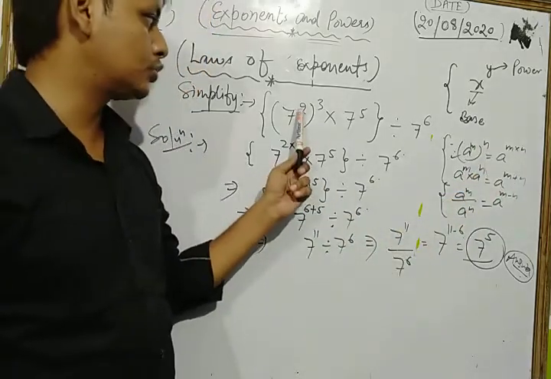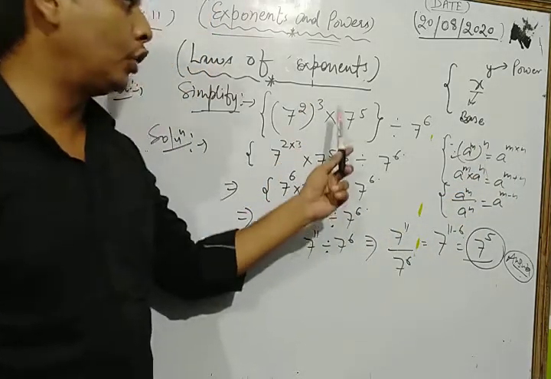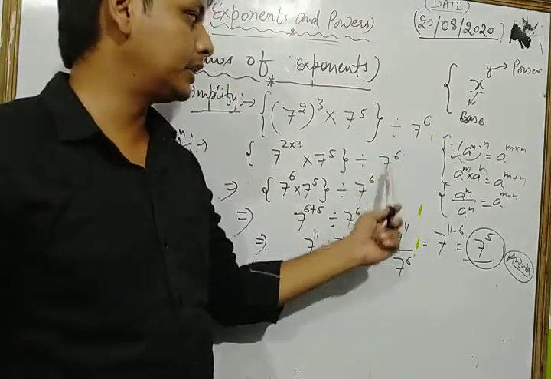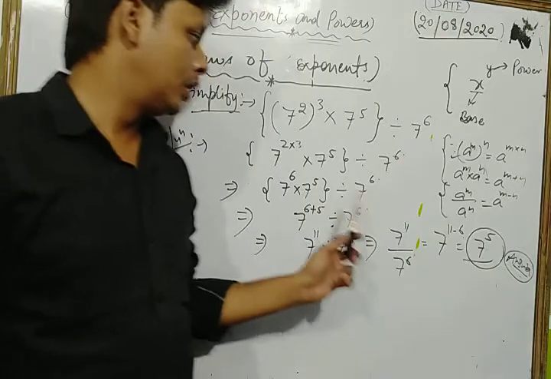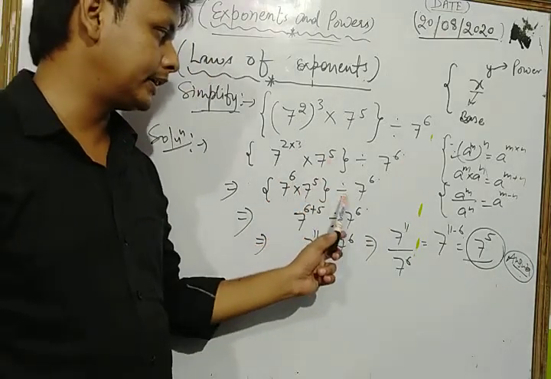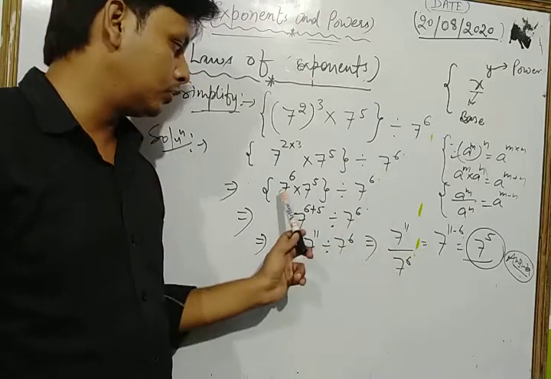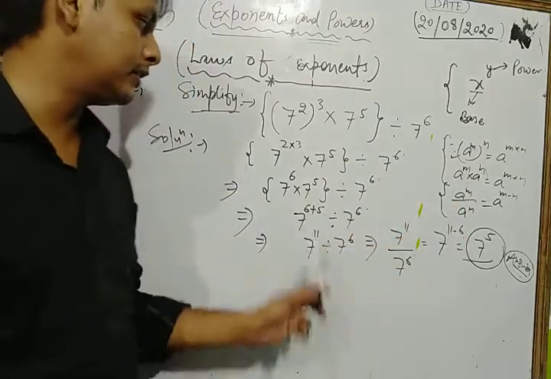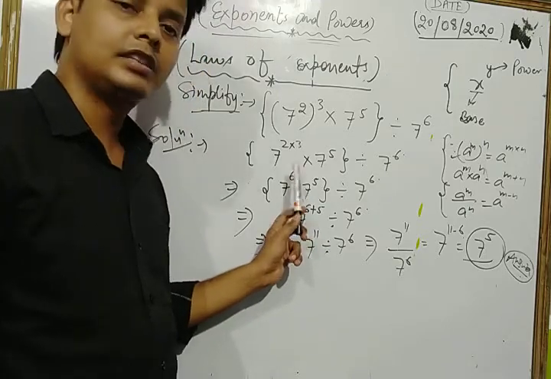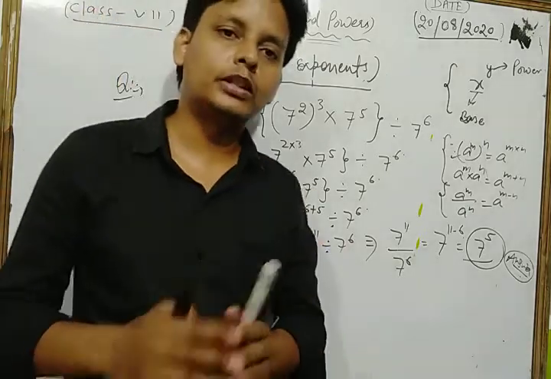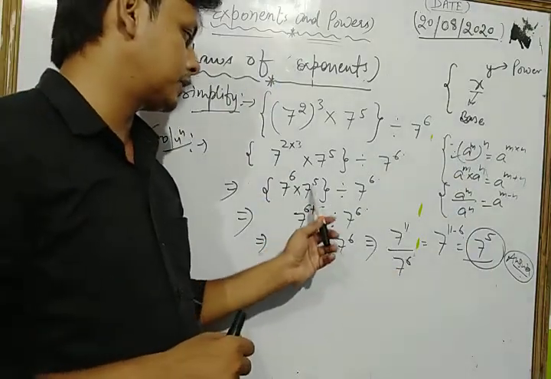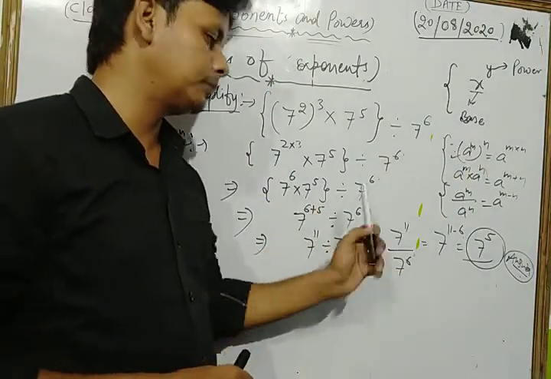So here we write 2 into 3. Now we write 7 to the power 5 as it is. Now divided by 7 to the power 6, we write as it is. Now you know that 7 to the power 6 and 7 to the power 5, divided by 7 to the power 6. Now let's see the second law of exponents. When the bases are equal, then the powers are added. So we write 7 to the power 6 plus 5 divided by 7 to the power 6.